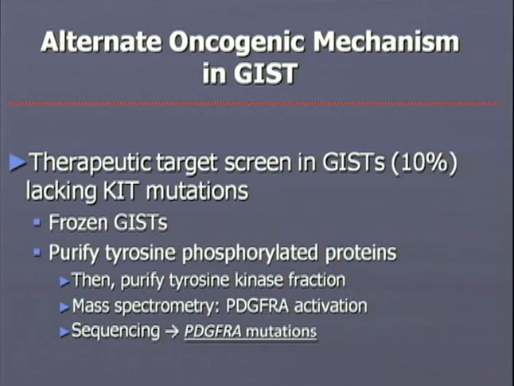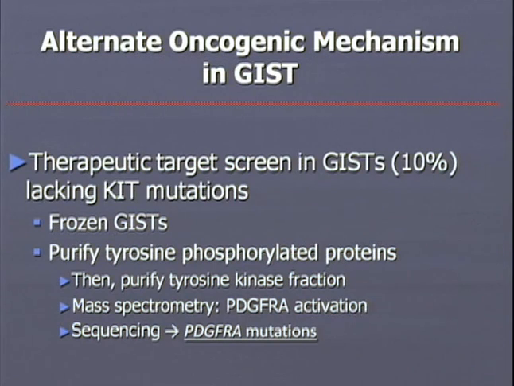So what we did is we took some of those GISTs, we had nice frozen material, and we purified out of it everything that was a tyrosine phosphorylated protein. Phosphorylation is often the hallmark of activation. Then we took that protein fraction and purified from it everything that was a tyrosine kinase. KIT is a member of the receptor tyrosine kinase family.